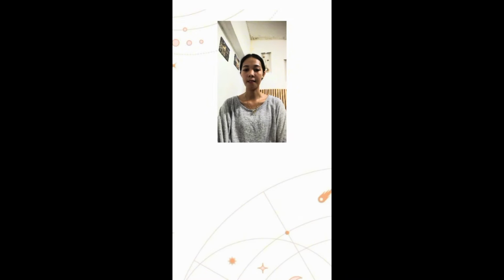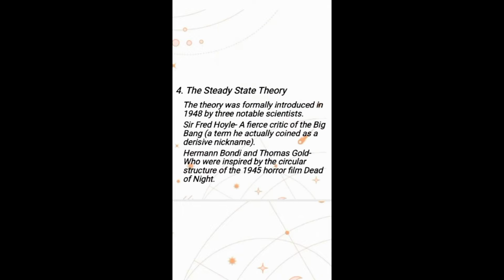So number four is the steady state theory. The theory was primarily introduced in 1948 by three notable scientists: Sir Fred Hoyle, a fierce critic of the Big Bang, a term he actually coined as a derisive nickname; Herman Bondi and Thomas Gold, who were inspired by the circular structures of the 1945 horror film Dead of Night.